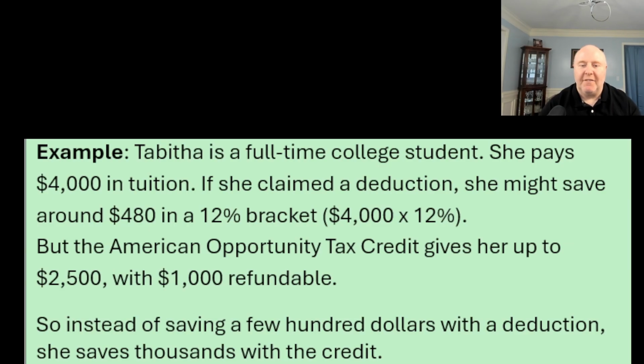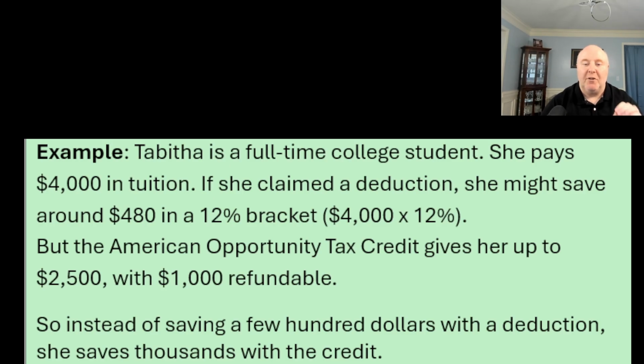So in our problem, we have Tabitha, who's a full-time college student. She's paying $4,000 in tuition. If she claimed a deduction, she might save around $480. We're assuming she's in the 12% tax bracket. Okay, so $4,000 times 12%, it means she's going to be benefiting by about $480 by being able to take a deduction for that at the 12% rate.